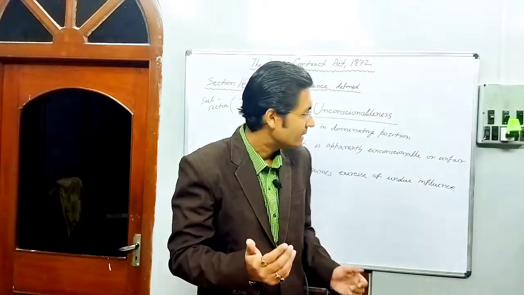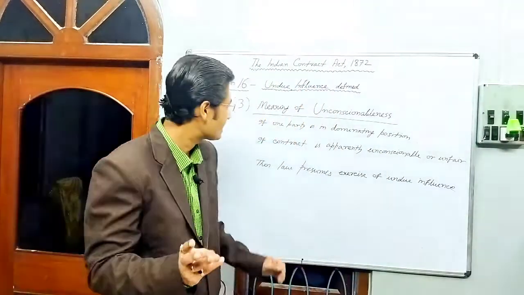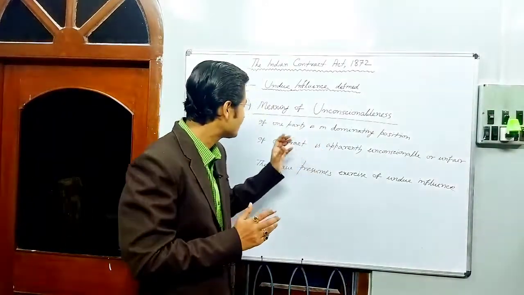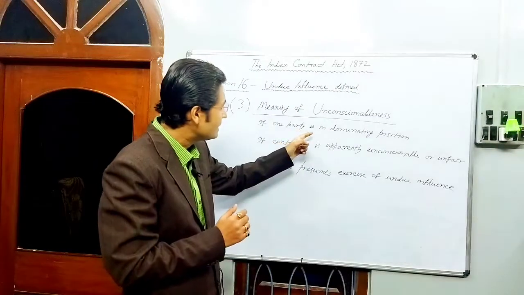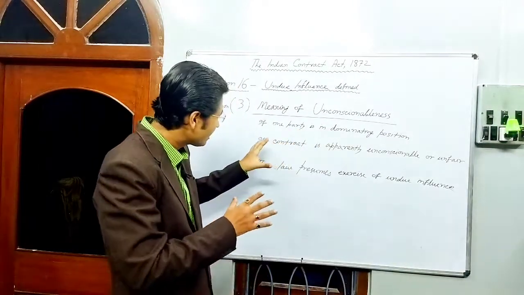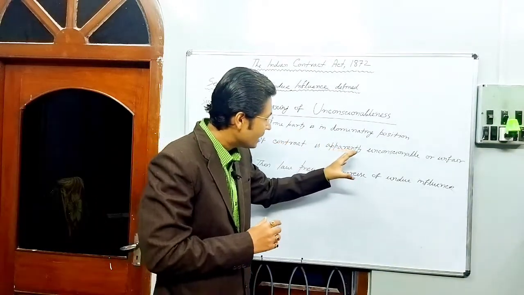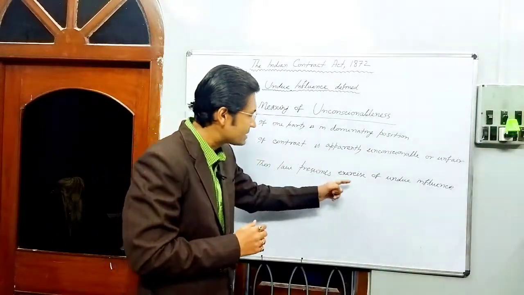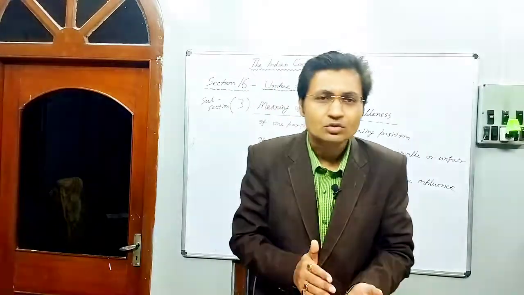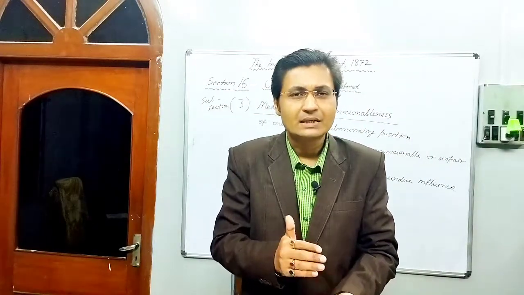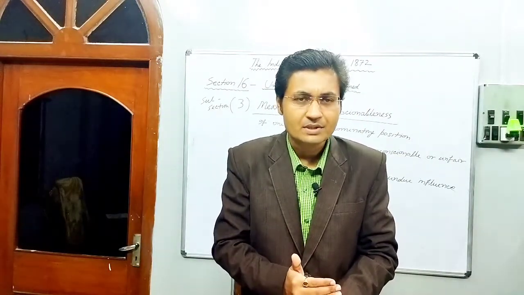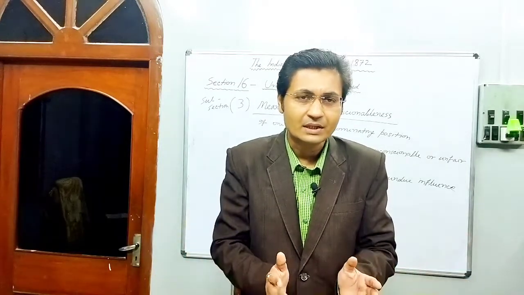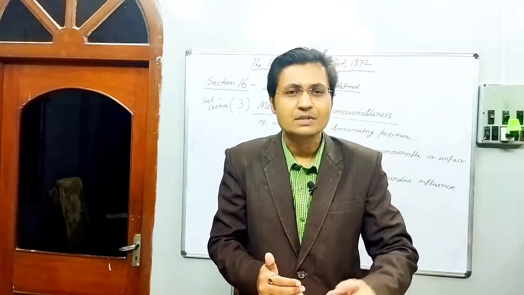So what are the ingredients of subsection 3 of section 16? That is the meaning of unconscionableness. That means if one party is in a dominating position and the contract is apparently unconscionable or unfair, then the law presumes exercise of undue influence. So the court will presume that there is the exercise of undue influence, but maybe that other party has consented freely, but that is the burden of proof on the person who is in the dominating position.